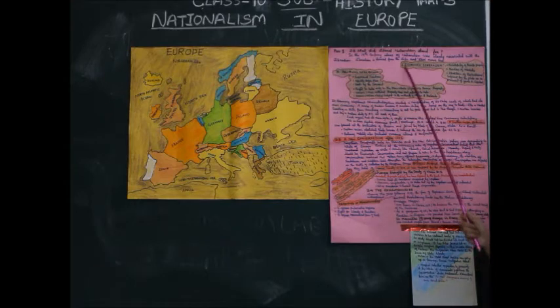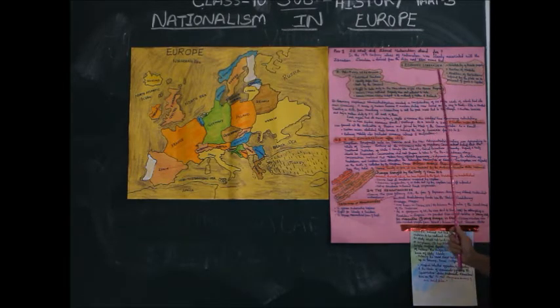Let's discuss the economic field. First, inviolability of private property. It means the people of Europe demanded the right to own private property. Next is freedom of markets. When there was monarchical rule in Europe, people were not allowed to do any trade and business, and had no freedom to run their own business.